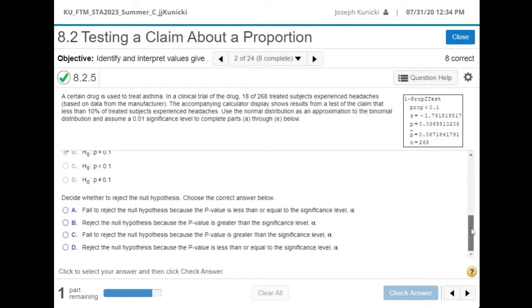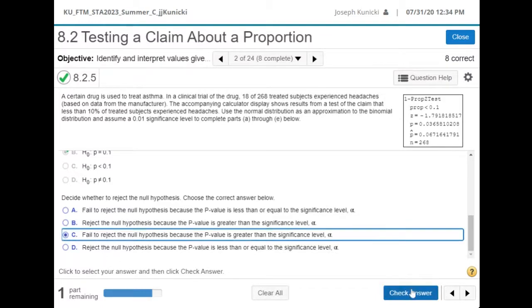And then decide. Well, since the P is greater than alpha, the P is not low, so we're not going to reject. Fail to reject. So it's going to be A or C. And which one makes a true statement? It says the p-value is less. Well, if it was less, we would reject, so that can't be true. So C is true because the p is greater than alpha.